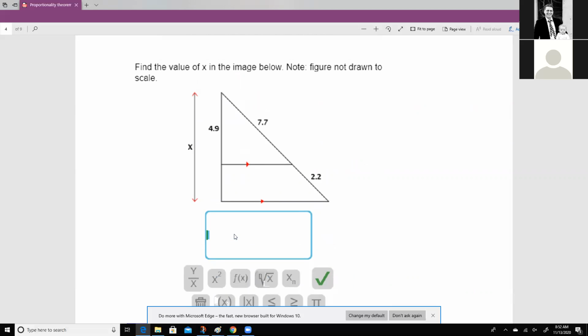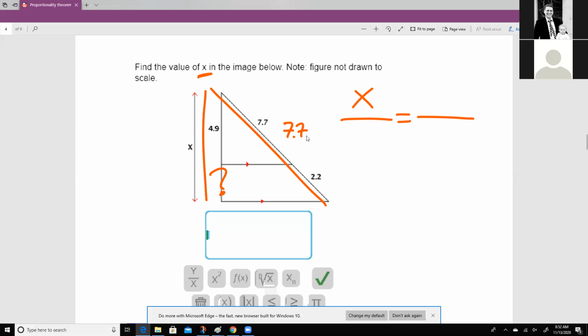Okay, now again, I don't know this little side, and I'm just solving for x, so I'm just going to go ahead and compare the big triangle to the little triangle. So I'm going to have x as one side of my triangle, and the other side of my triangle is this whole thing, which is 7.7 plus 2.2. Oops, I don't know why I put extra decimal places there. I apologize. Let me fix that. I guess I needed that one. That'll give me 9.9.